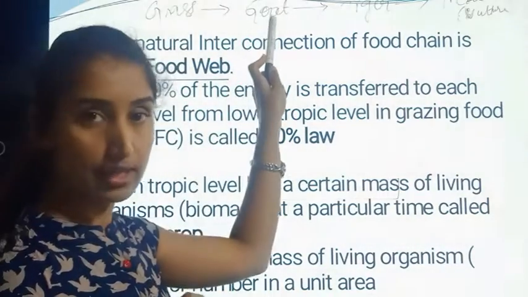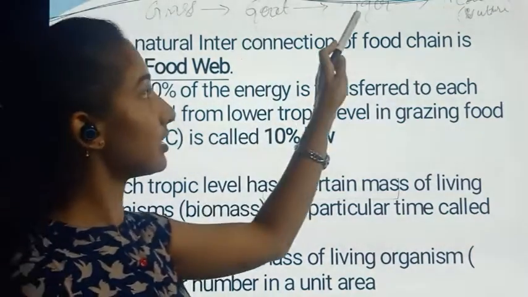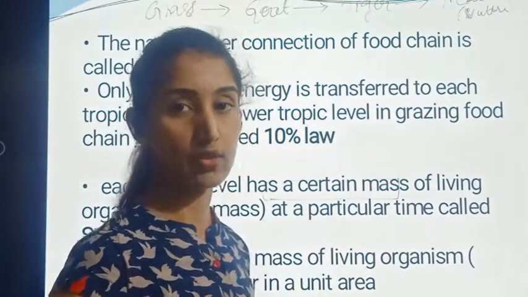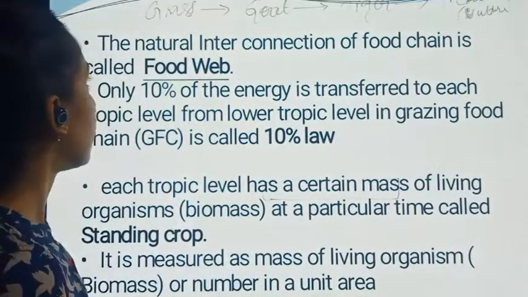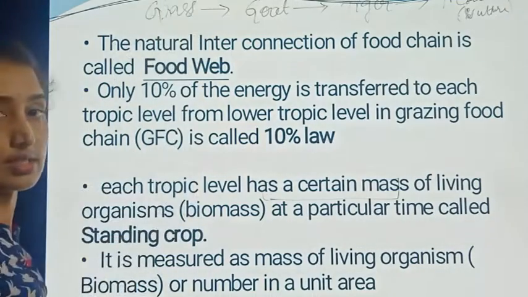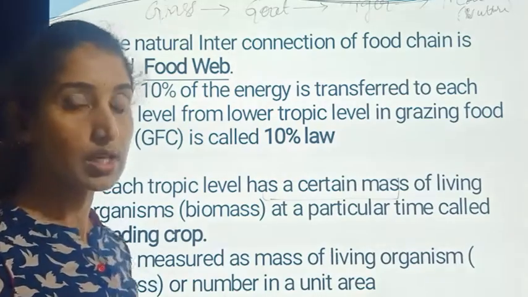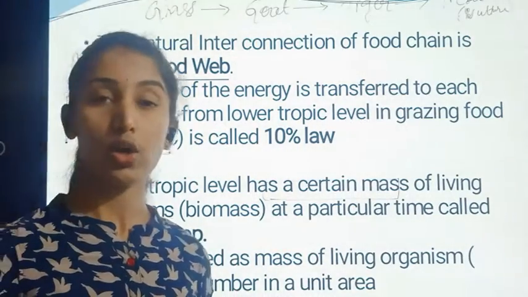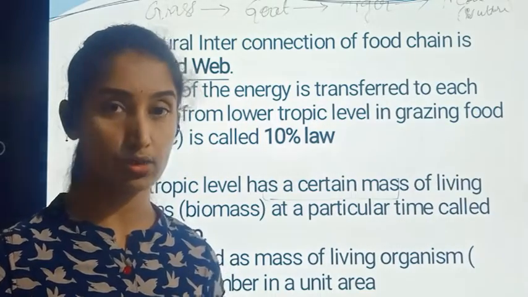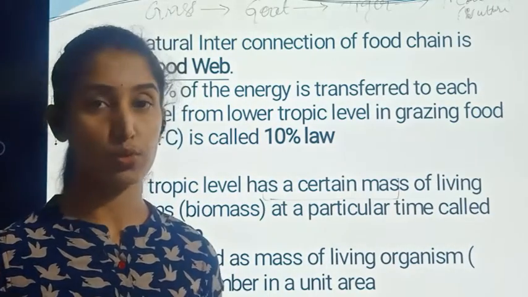Grass is eaten by goat, and goat is eaten by tiger, and tiger is eaten by the next trophic level organism. Now what is grass? Grass is the producer. Grass is the producer because it is not depending on any other organism of the trophic level or in the ecosystem for its nutrition.